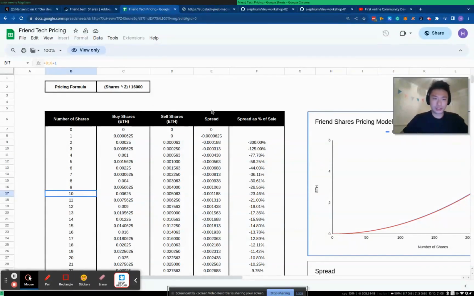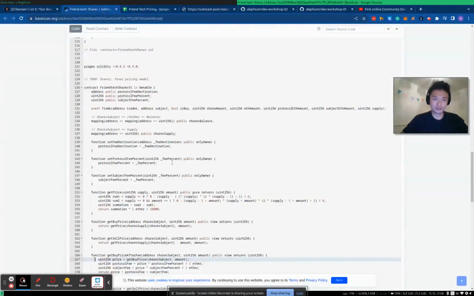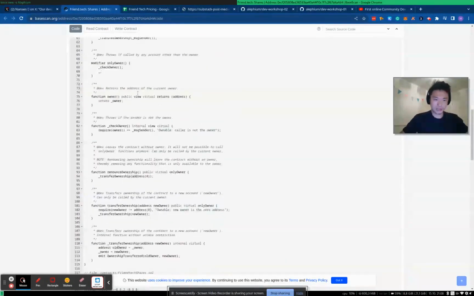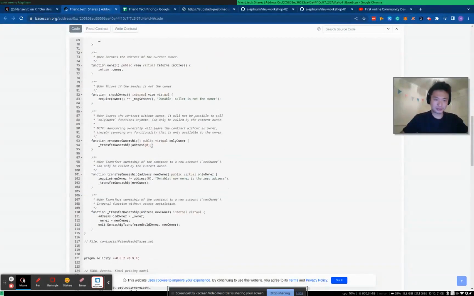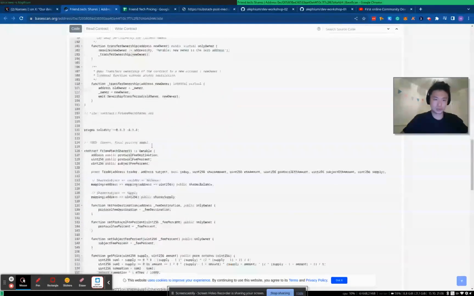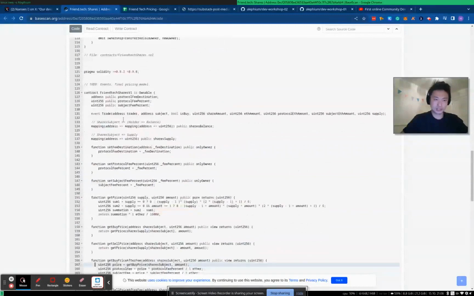All right, so with this, let's take a look at the smart contract itself. So let's skip the owner part. Basically, this says that some of the operations can only be done by the owners, and you can transfer ownership and things like that. Let's go straight to the meat of the smart contract.